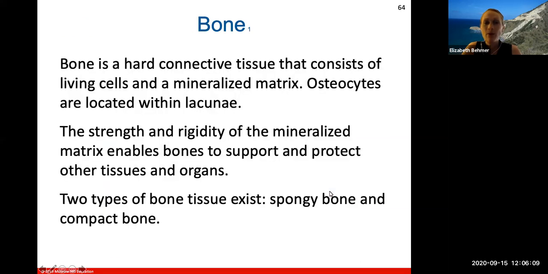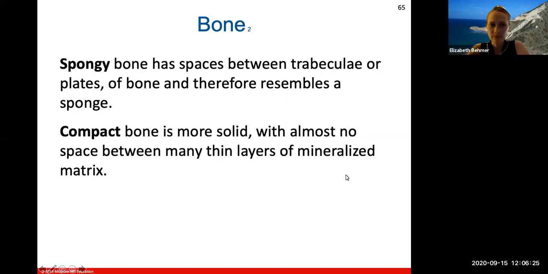Okay, bone is a hard connective tissue. It consists of living cells and a mineralized matrix. Osteocytes hang out in lacunae, which are just spaces for them. It's really strong. There are two types of bone, spongy bone and compact bone. Spongy bone has spaces in it. It looks like a sponge. We call what makes up spongy bone a trabeculae structure. And again, it forms a sponge.